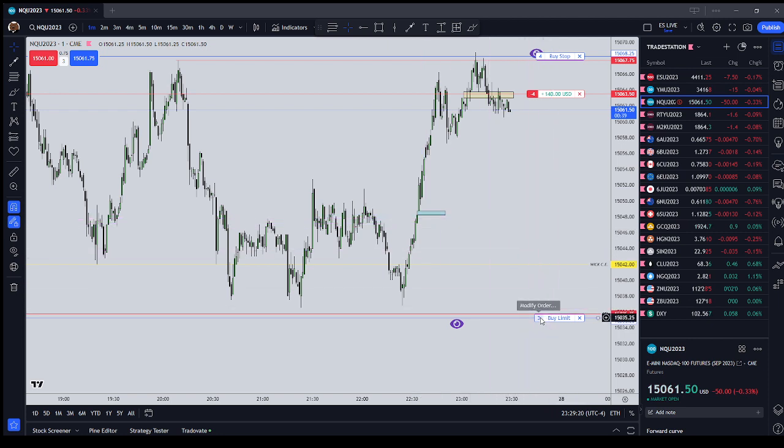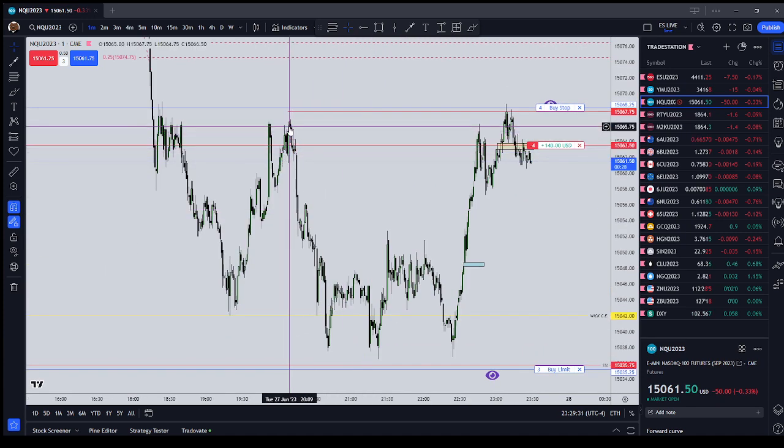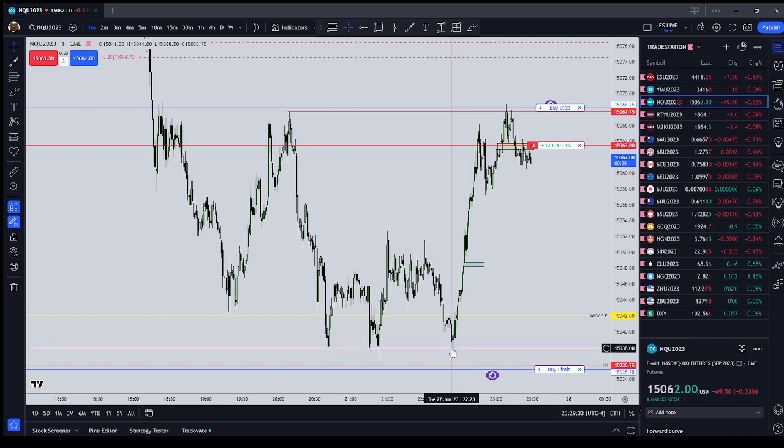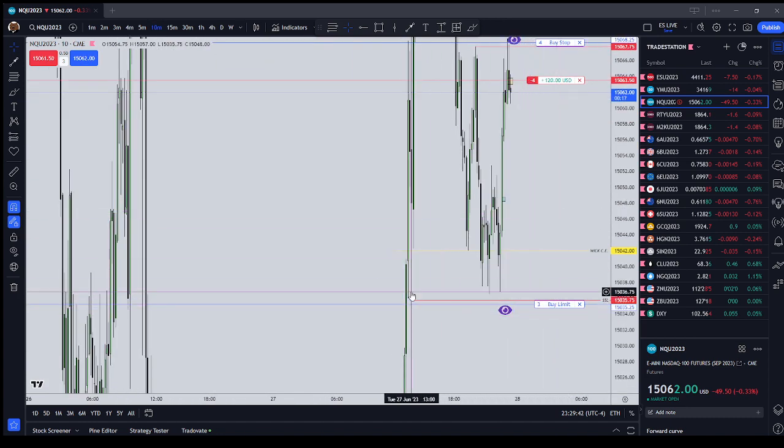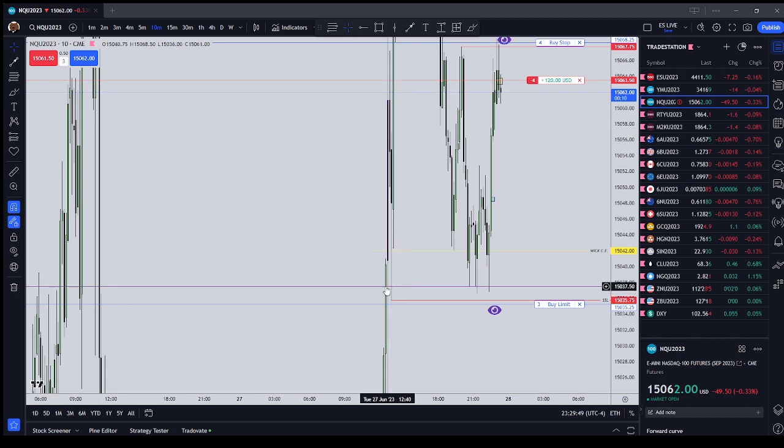I'm looking for almost 30 points on this. I'm looking for our sell-side liquidity here during Asian session. We ran internal liquidity, we ran Asian session high. I'm looking for it to come run Asian session low. Also looking for it to take out this Tuesday New York lunch low. All this is going to be just sell-side liquidity city.